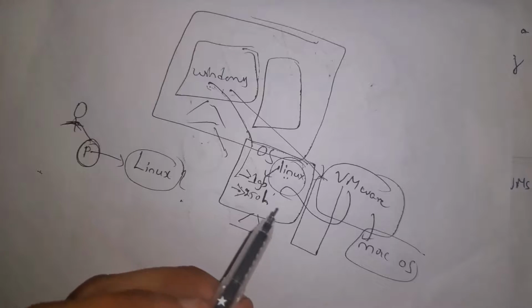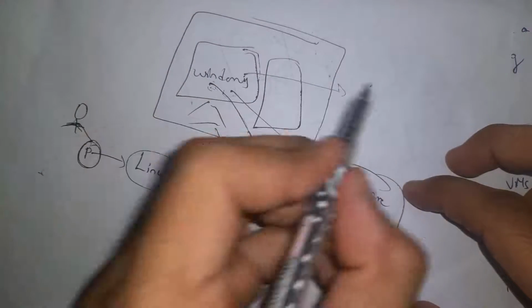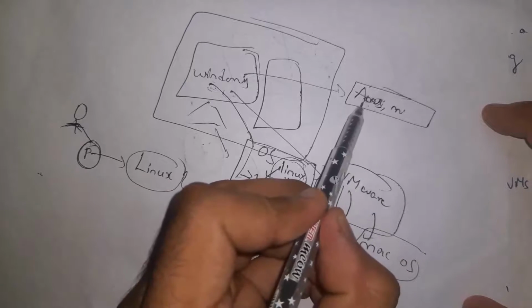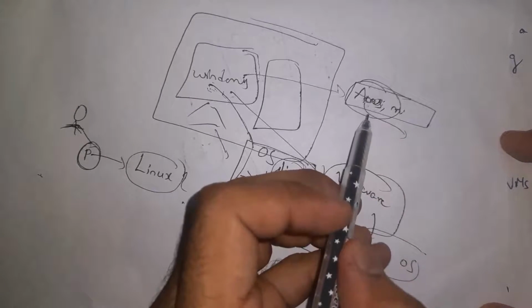Guys, the same thing you can do in cloud computing. That is nothing but in my computer, I will open the internet. You need to open the AWS website. This AWS is the same as VMware. This AWS is a cloud-based website.